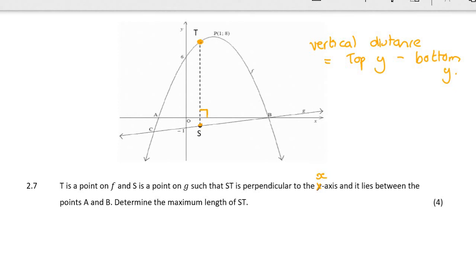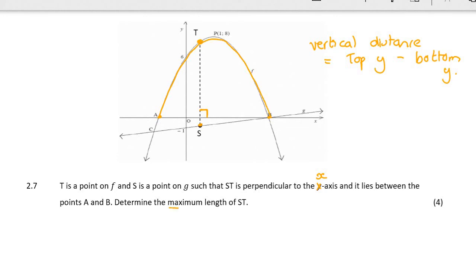Reason why it says that, remember, is to just tell you that that is a perfectly vertical line, and it lies between the points of A and B. So they're telling you it lies between the points of A and B. The reason why it has to tell you that is you have to know which of the graphs is on top. And so in this case, you know that the parabola is on top in this region. So your top y is going to be the parabola.